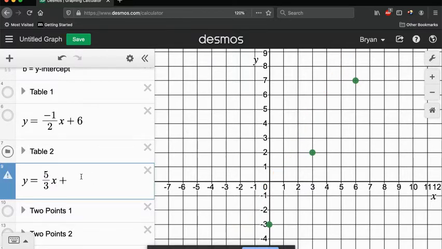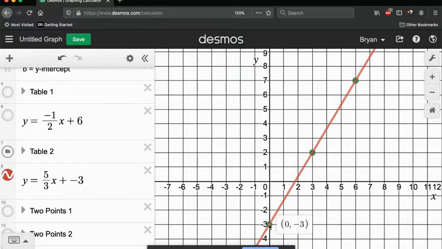I can write plus -3, that's totally okay. So I'm adding my y-intercept because it's crossing the y-axis at -3, but a cleaner way to write it would just be to put -3. It's going to do the same exact thing.